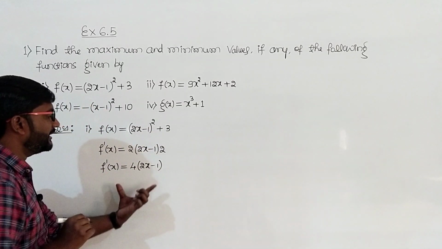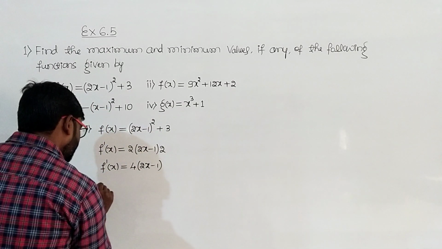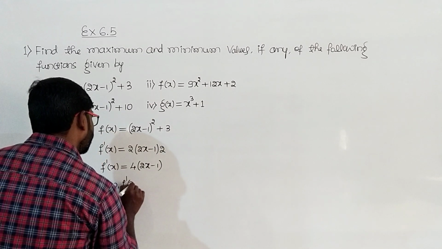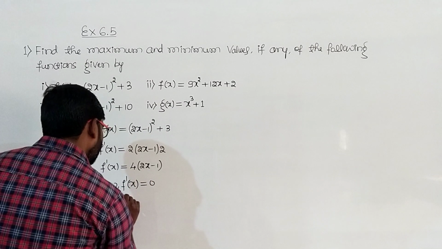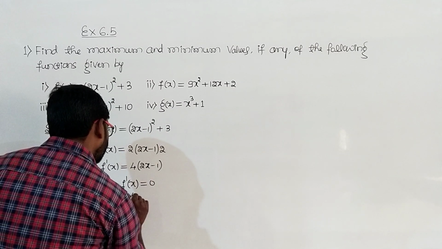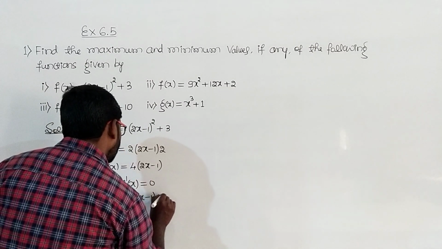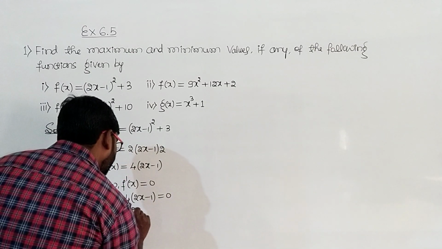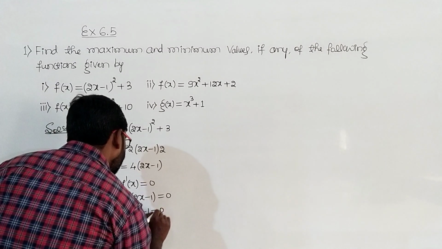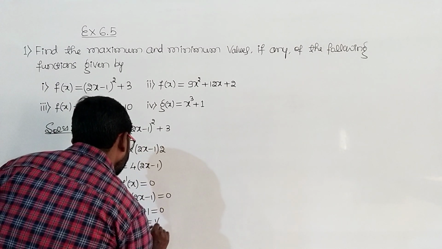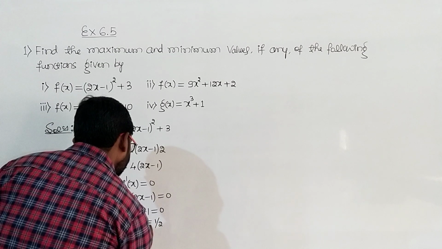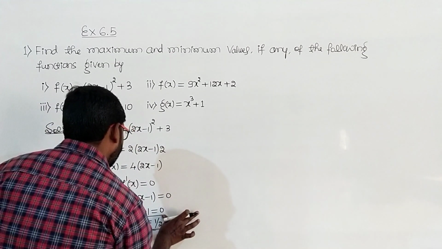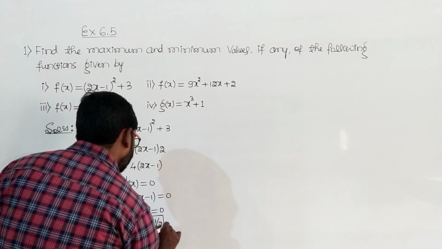To get the critical point we will have to equate this with 0. So now f dash of x equal to 0. Then 4 times (2x minus 1) equal to 0. Then take 4 to the RHS, it becomes 0. You get 2x minus 1 equal to 0. This implies x equal to 1 by 2. We have x as 1 by 2. So this is the critical point.